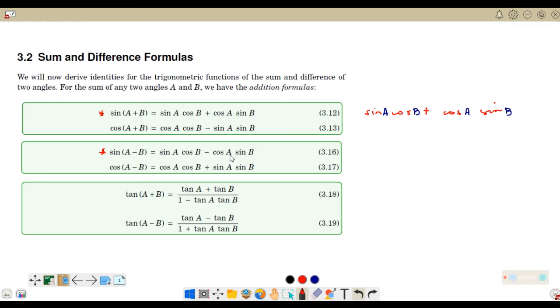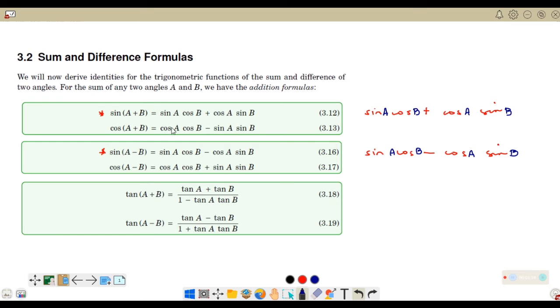Ganun din pagdating dito sa difference. It is still in the format sin, cos, cos, sin. And since the operation that we are now following is subtraction, so subtraction yung gagamitin natin dun sa gitna. After that, fill it out with the angles. So, AB, AB. Susundin mo lang yung order nila dito. Kung alin yung subtrahend at saka kung alin yung subtractor.